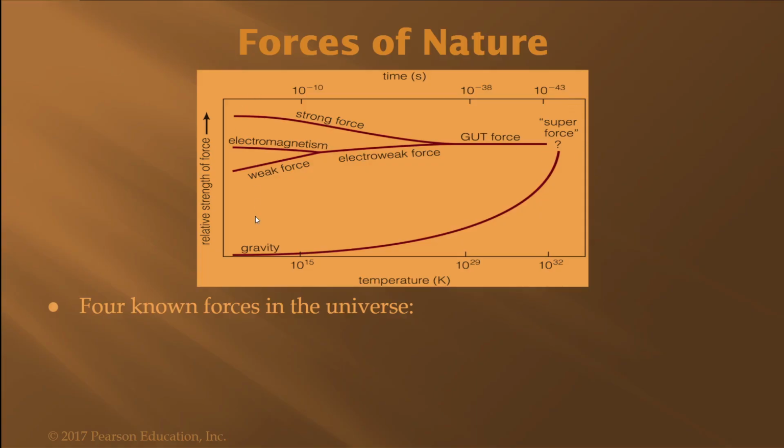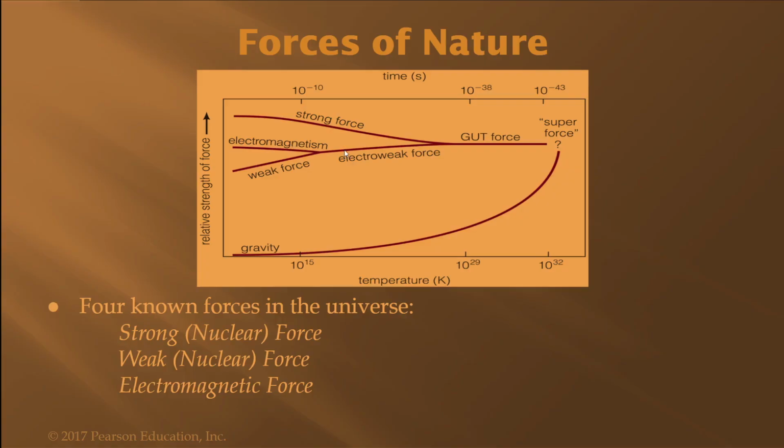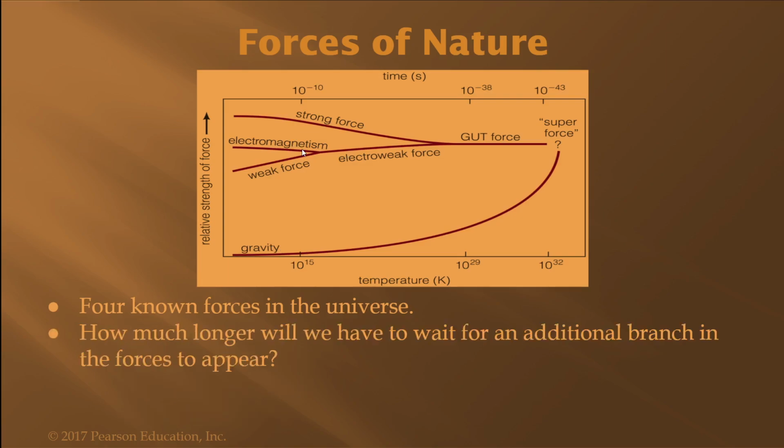But today, there are four known forces, and they're represented here. We see that there is the strong nuclear force, or strong force. There is the weak nuclear force, or weak force. There is the electromagnetic force, and there is the gravitational force. Or you can say gravity and electromagnetism are fine.